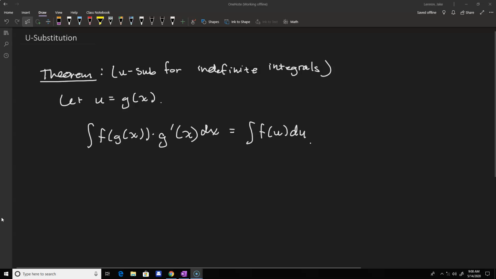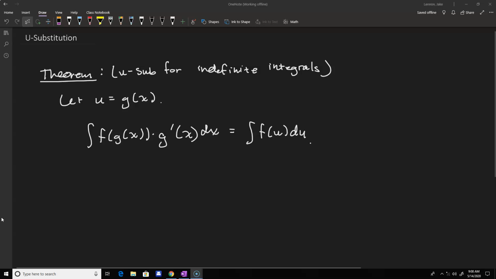So in this section, we're dealing with U-substitution, which is basically a technique that will allow us to reverse the chain rule, reverse the process of the chain rule when we're finding antiderivatives. So this will give us another method of finding integrals of more complicated functions.